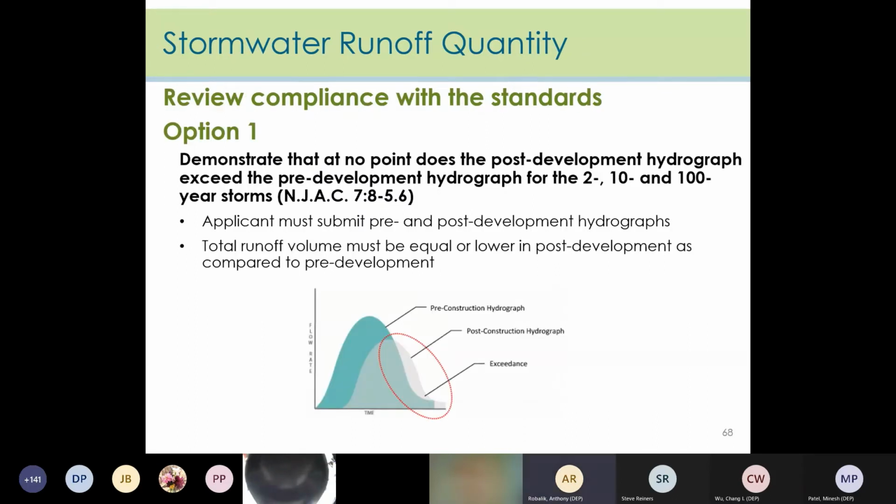So after having checked the input parameters, we should review compliance with the stormwater runoff quantity standard. Option 1 is almost exclusively used for redevelopment. The revised BMP manual chapter 5 includes a discussion and example illustrating this. As mentioned in module 1, in order to meet option 1, the post-construction hydrograph cannot exceed at any point in time the pre-construction hydrograph.